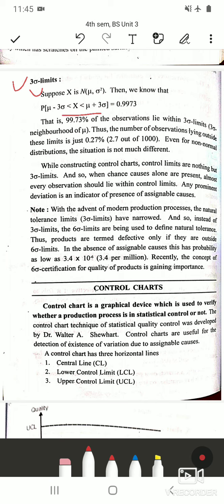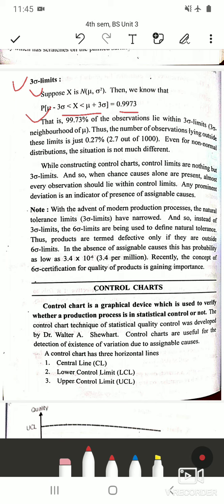For this, subtract and divide by the mean and standard deviation, then convert it to a standard normal variate, then refer to the graph. You will get the area, or the probability, where x lies between mu minus 3 sigma and mu plus 3 sigma. It is 0.9973, that is 99.73% of the observations will lie in these limits, that is the 3 sigma limits.